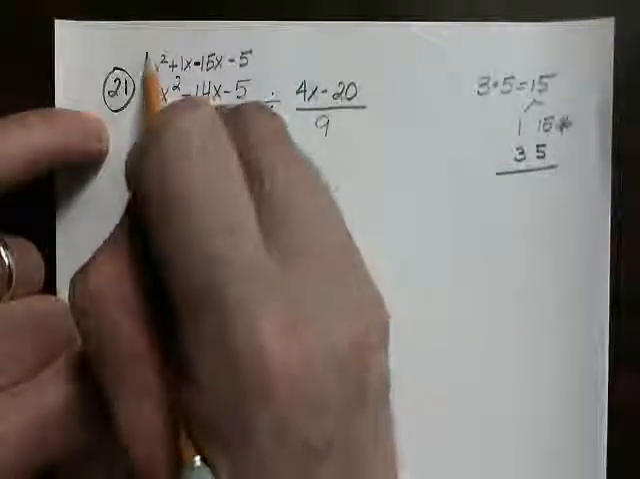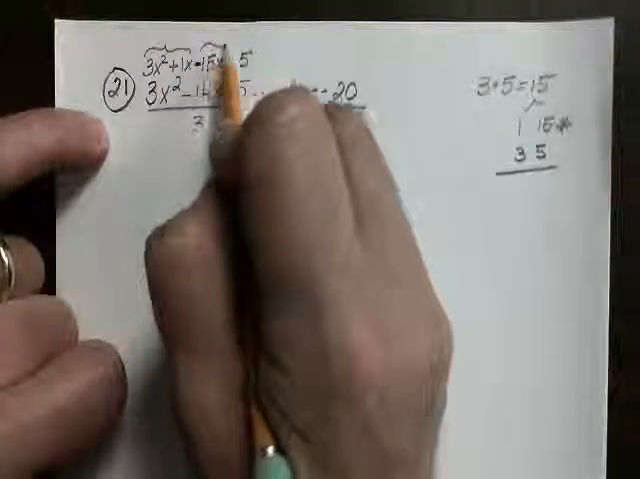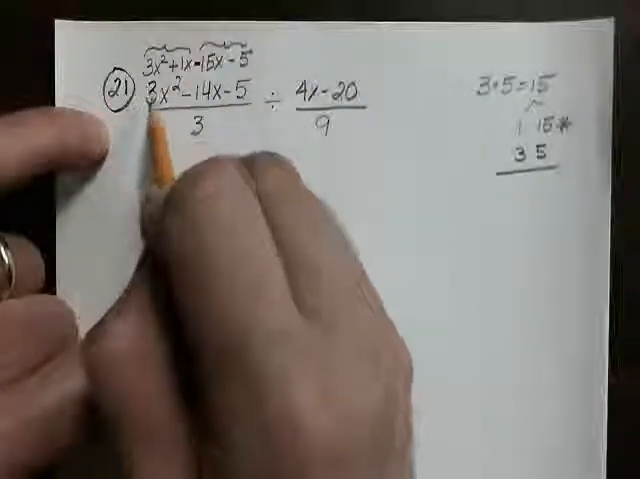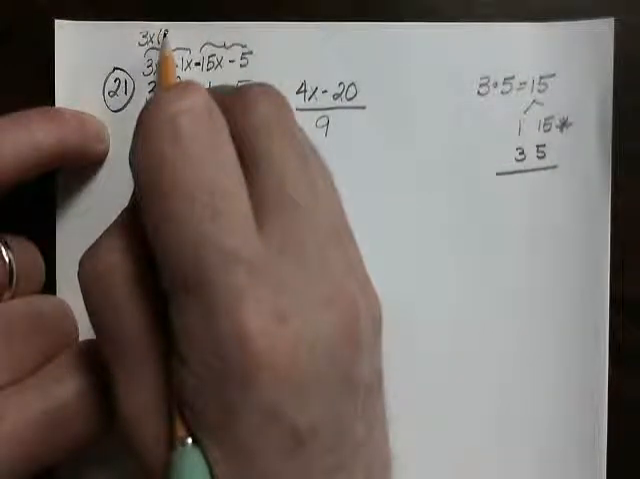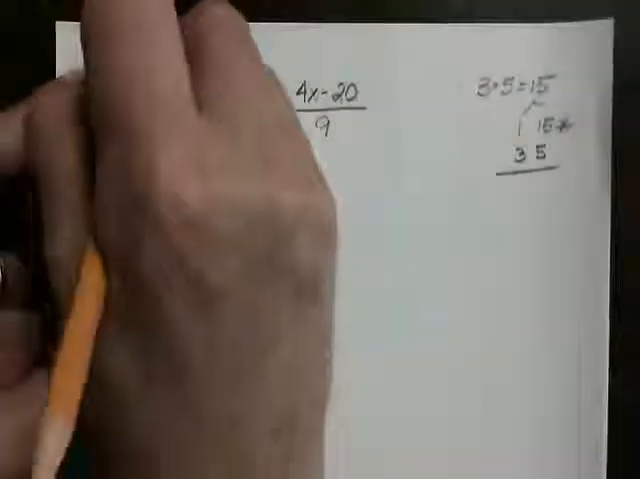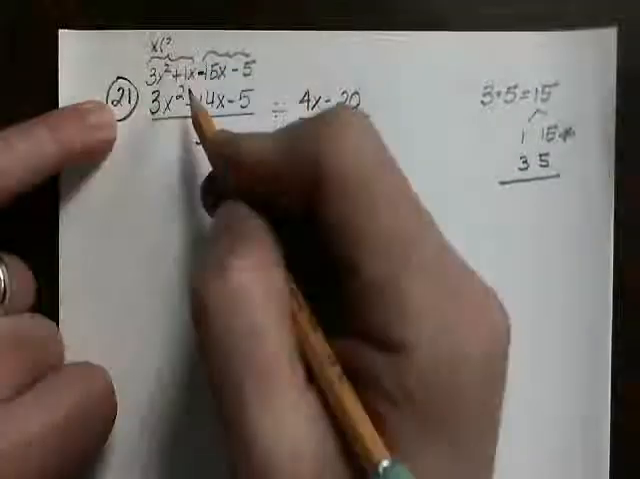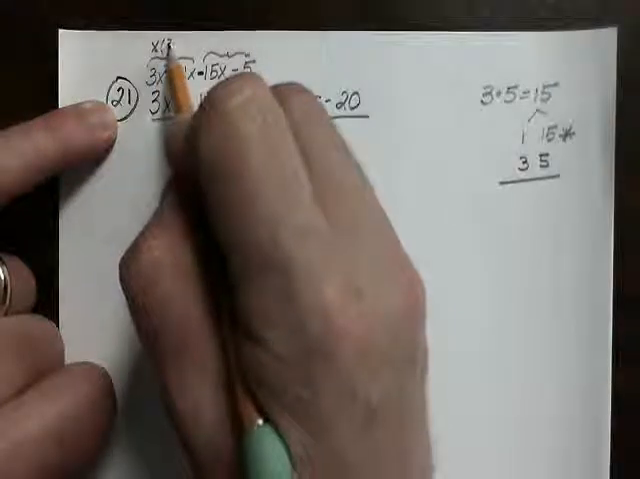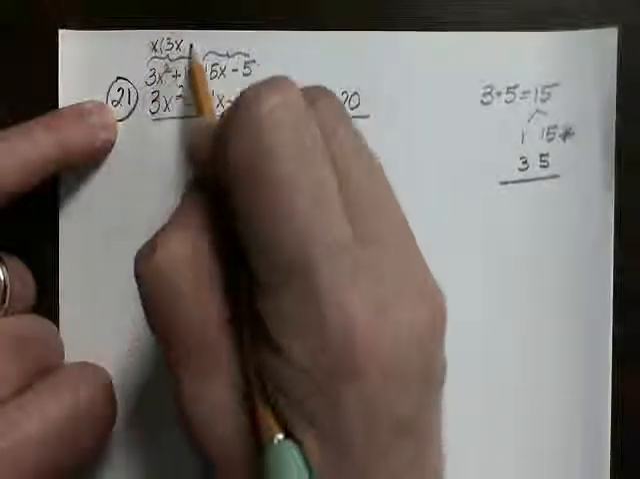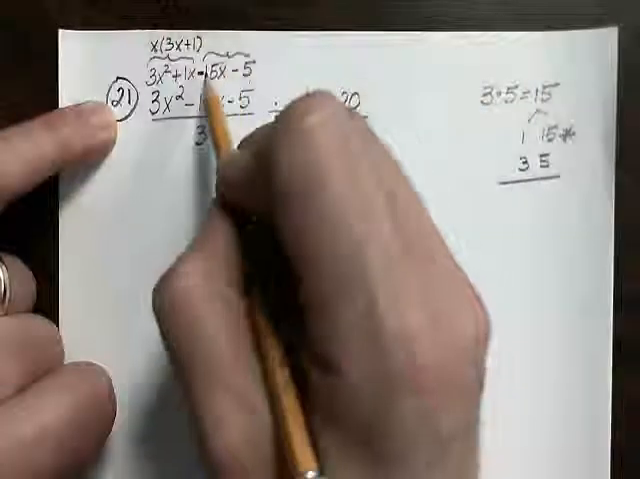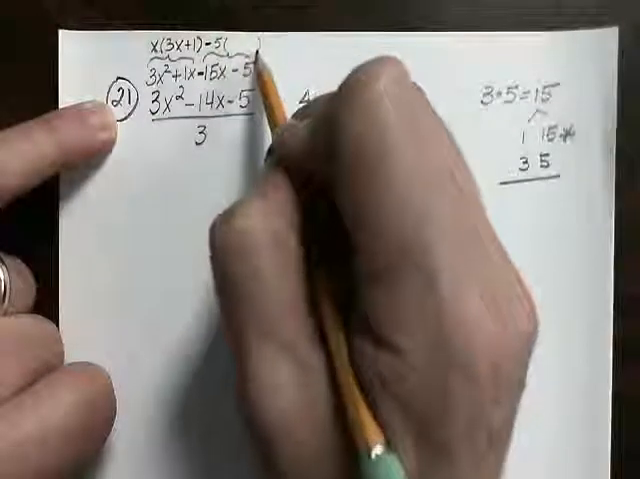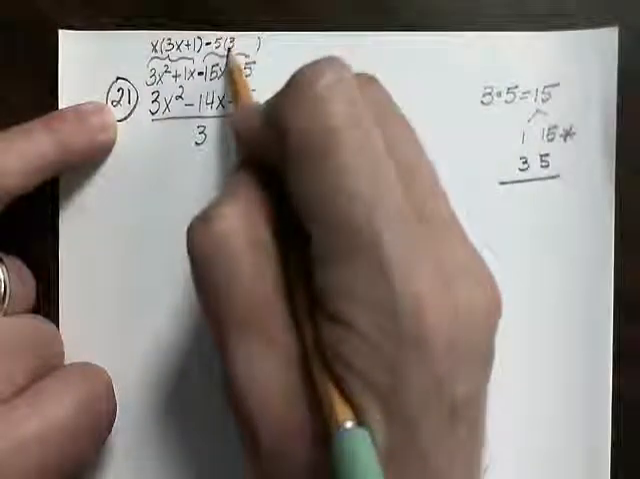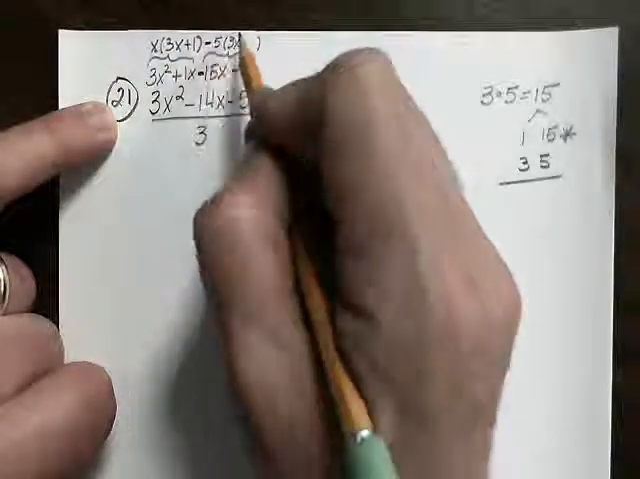Alright, now that I did that, I'm going to look at these first two and the last two. What can I factor from the first two? The answer is 3x. No, not 3x, you can only factor out an x. So it's going to be x, and then 3x squared divided by x is 3x, and 1x divided by x is 1. Here, what can I factor from these? For a negative, I can factor out a 5. Negative 15x divided by negative 5 is 3x, and negative 5 divided by negative 5 is positive 1.